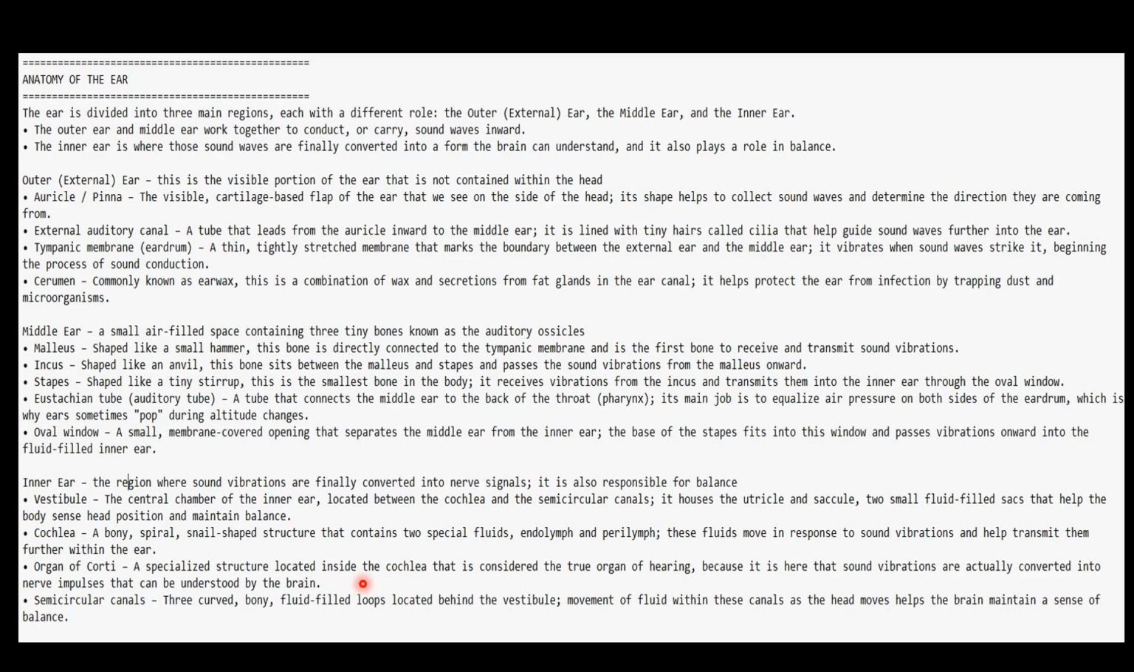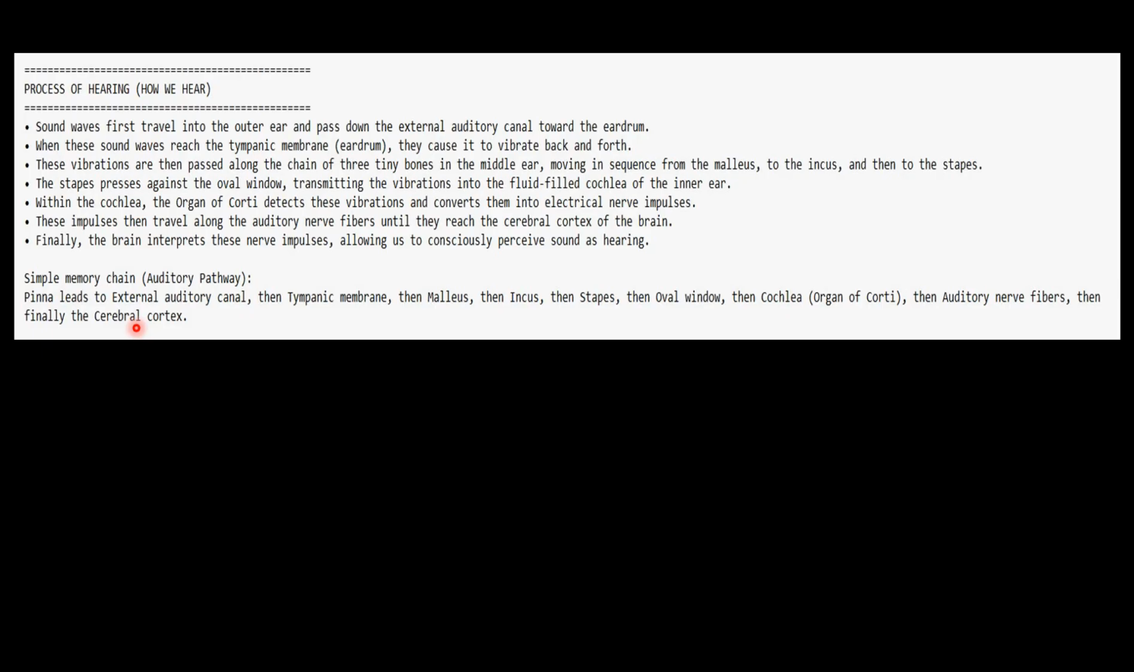Clear? Now we know all these three major regions or parts of the ear. Now we'll talk about the process of hearing, because now we know the parts. So let's see how things work. Here you can see the sound waves first travel into the outer ear and pass down the external auditory canal toward the eardrum. When these sound waves reach the tympanic membrane, or eardrum, they cause it to vibrate back and forth.